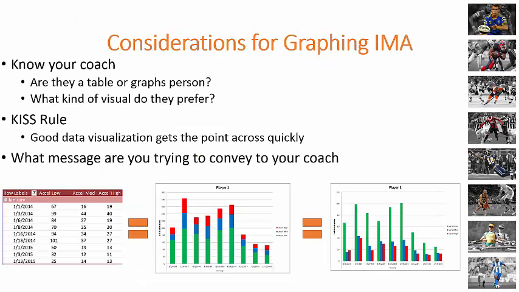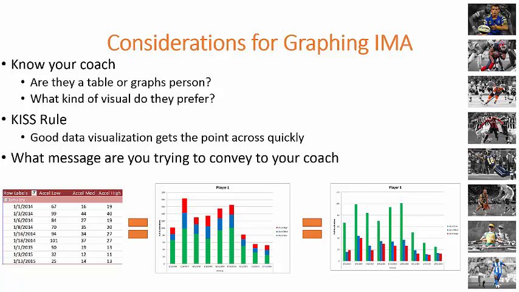Switching gears here and doing some considerations for graphing. This isn't just necessarily IMA, this is for when you're making any type of dashboard. I've taken some of my ideas here from Mladen Jovanovic, Ravi Ramanini with the Seattle Sounders, and some other things I've read from some dashboard books using Excel. The one thing that I've really started to understand is to know your coach, know your audience. What do they prefer? Are your coaches table people and numbers people? Are they graph people? What kind of visual do they prefer?